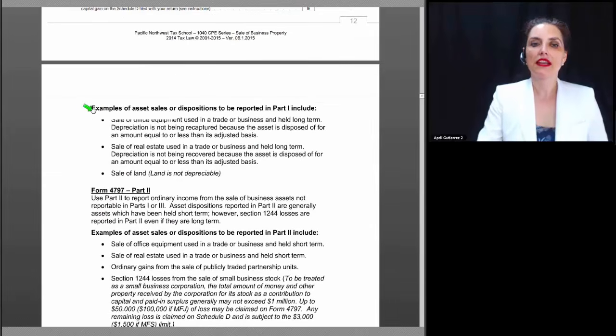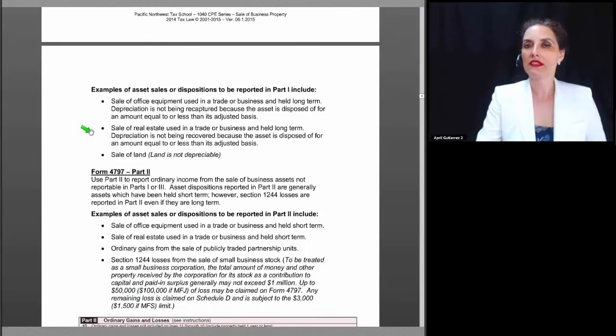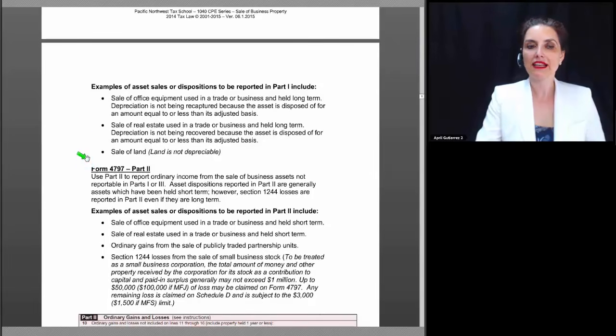Examples of assets or sales that should be reported in Part 1 include the sale of office equipment used in a trade or business and held long term. Depreciation is not being recaptured because the asset is disposed of for an amount equal to or less than its adjusted basis. Or the sale of real estate used in a trade or business and held long term. Depreciation is not being recaptured because the asset is disposed of for an amount equal to or less than its adjusted basis. And finally, the sale of land. Land is not depreciable, and IRS instructions for Form 4797 say to always report the sale of land held for income production in Part 1 of Form 4797.